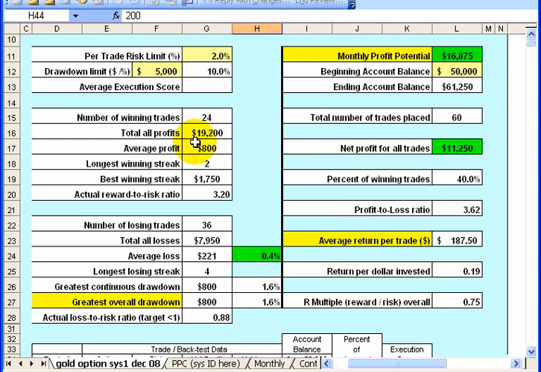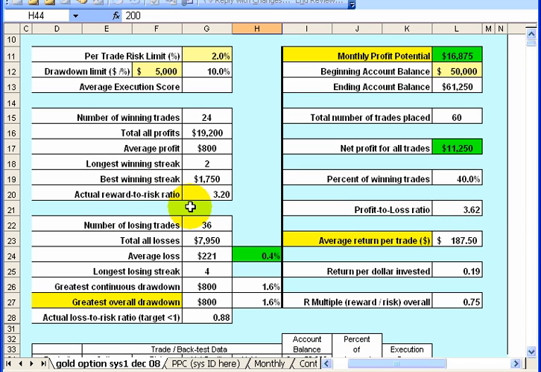All this information here is extremely powerful. It looks at the winning trades, the losing trades, and then your trading overall. And all right, so where this is cool is you can see what the number of winning trades was, the total profits for all the trades, what the average profit was per trade, what your longest winning streak was, your best winning streak, how much you made, and this right here, the actual reward to risk ratio is also key.